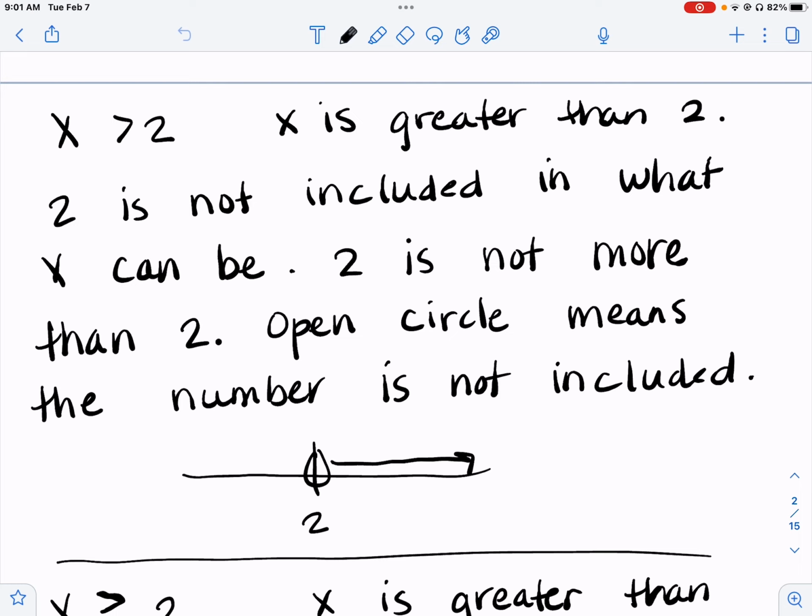X is greater than 2 means 2 is not included in what X can be, because 2 is not more than 2. An open circle means the number is not included. Greater than means you shade to the right because bigger numbers are to the right. 2 is not bigger than 2, so X can't be 2. It's just bigger than 2.